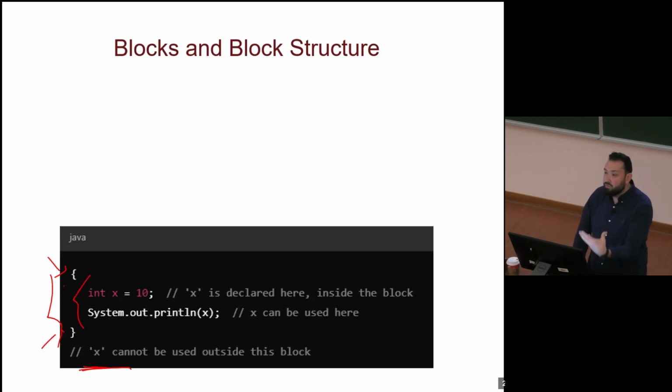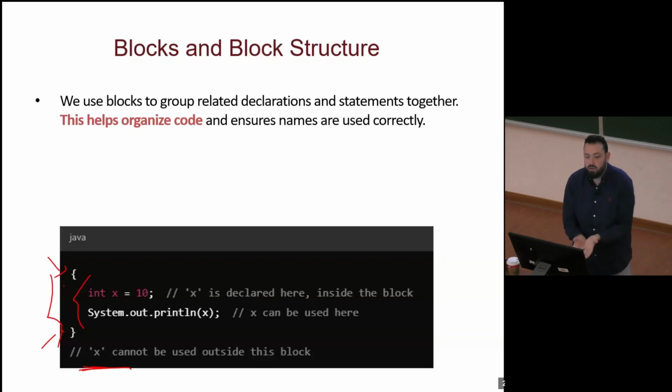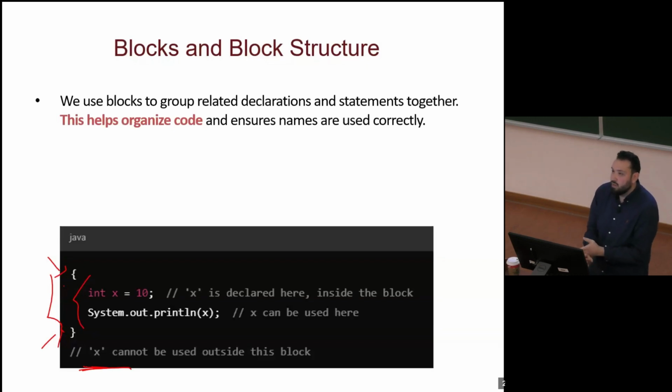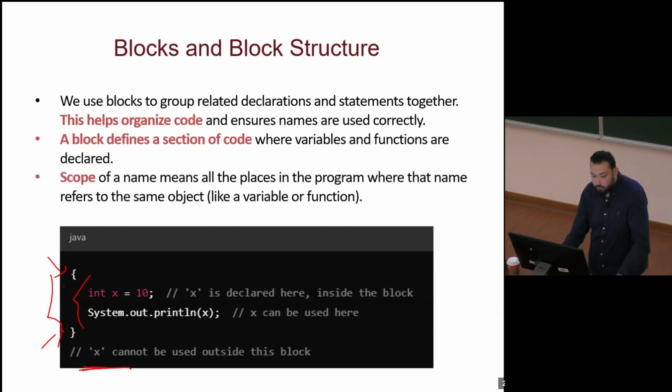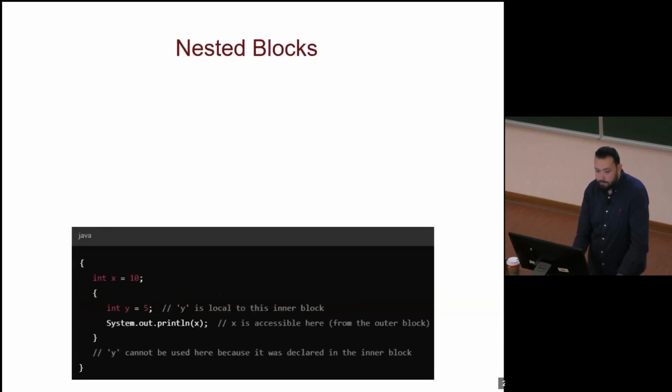Okay. What is one of the advantages or main goals of blocks? Of course, to organize the code. So imagine you write a full code without functions, without any blocks, it's going to be messy. That's why we always recommend having blocks. And then we said the block defines a section of code, and the scope is what we mentioned, which is very important for us.